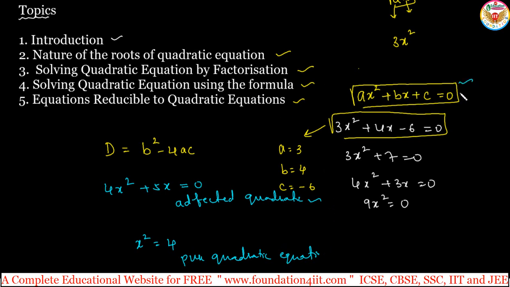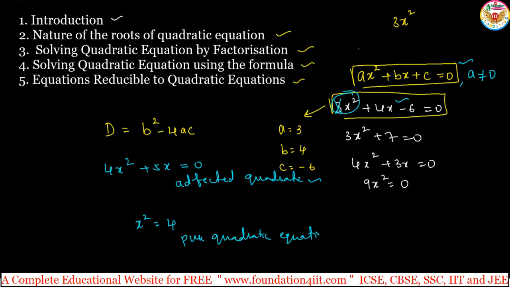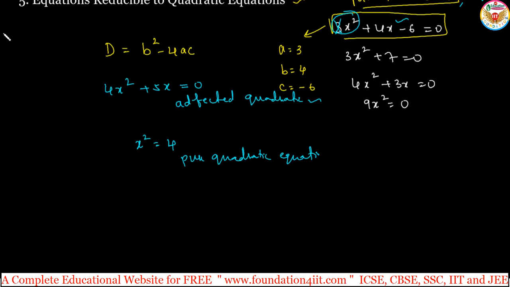That means a should not be 0 in this case. The meaning is that the x squared term should be there, so the highest power should be 2. Then only is it a quadratic equation. So this is the general form where a is not 0. If a is 0, the x squared term is completely 0, and now this will come under linear equations, not quadratic. That's why an equation with one variable in which the highest power of the variable is 2 is known as a quadratic equation. Before going to the next topic, let us see how we can say whether it is a quadratic equation or not. We can expect some questions of this type.